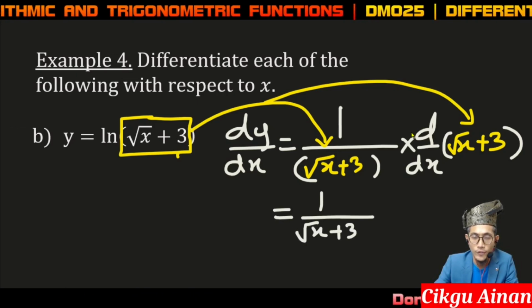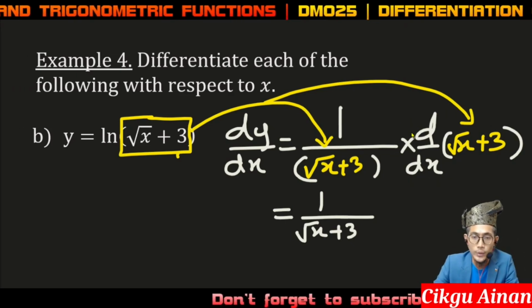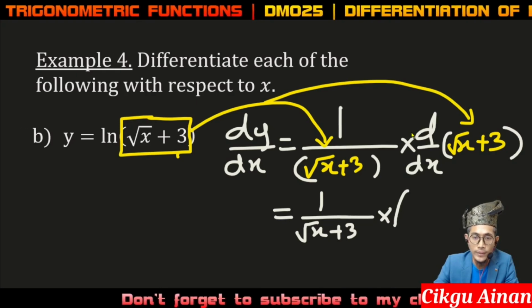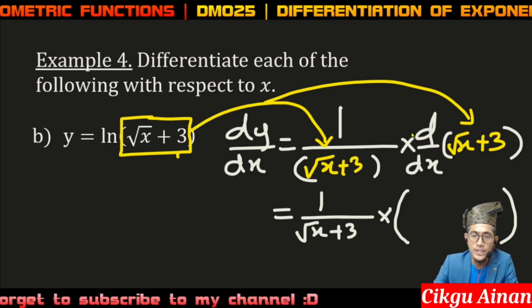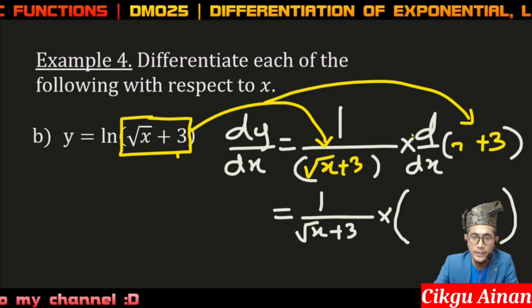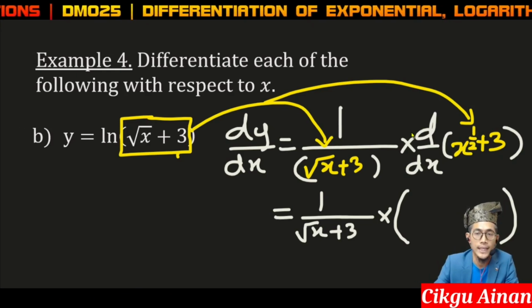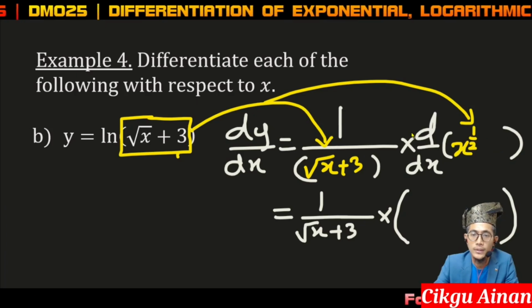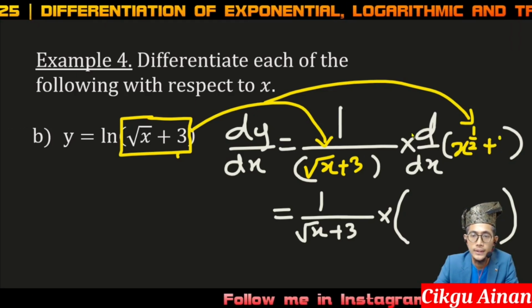And then for this one, since there are two terms, unlike the first one, we are going to write it properly with a bracket. Now for this one, I think I'm going to rewrite it as x to the power of half, plus 3.